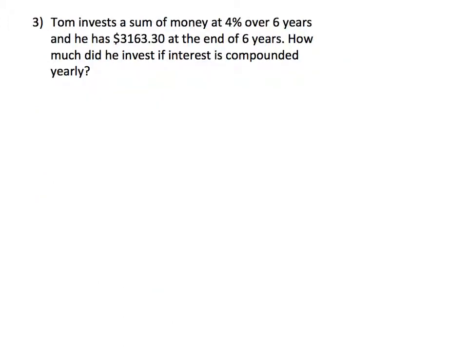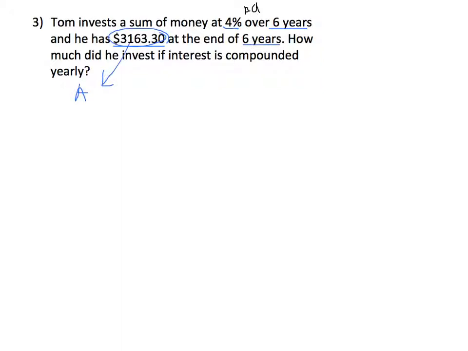Alright, let's have a look at the next one. Tom invests a sum of money at 4%. This is missing some information again. Over 6 years. We'll pretend that says 4% per annum, sorry. And he has $3,163.30 at the end of the 6 years. So that's the final amount that he's got in there, A.